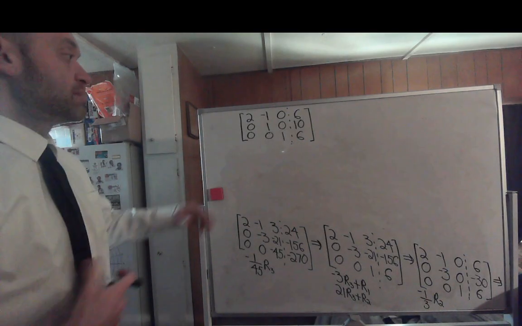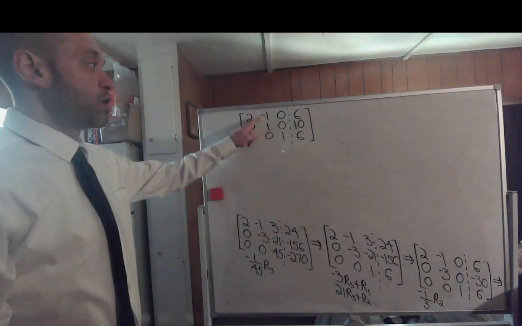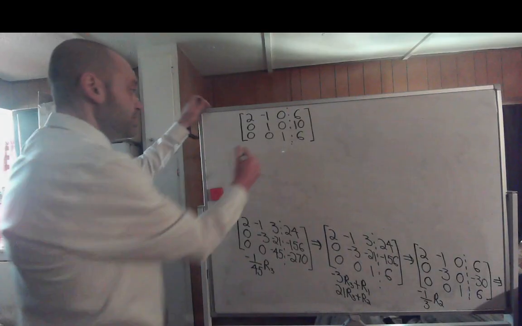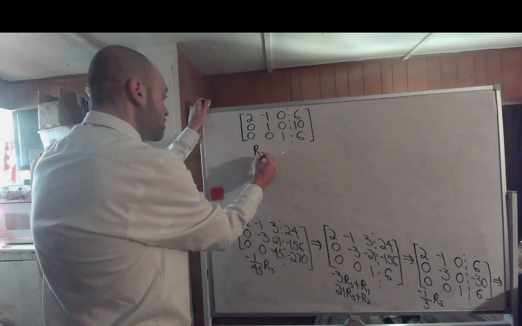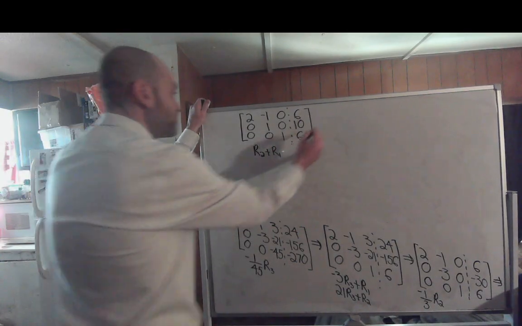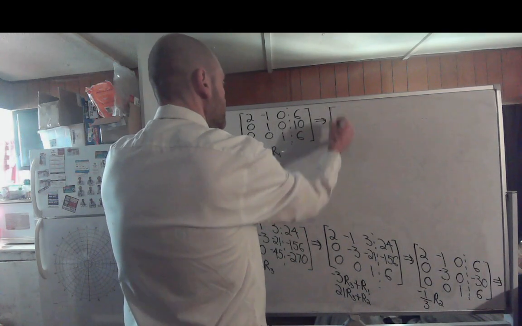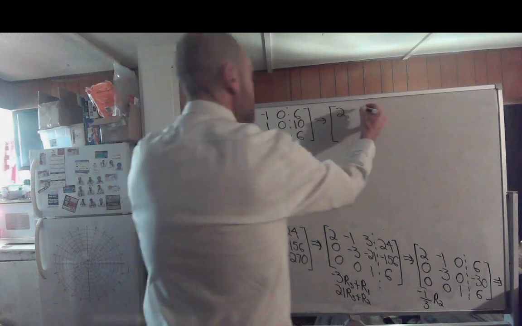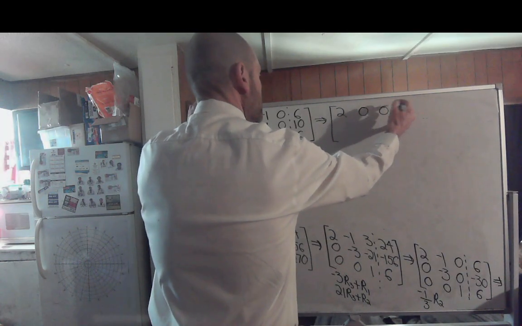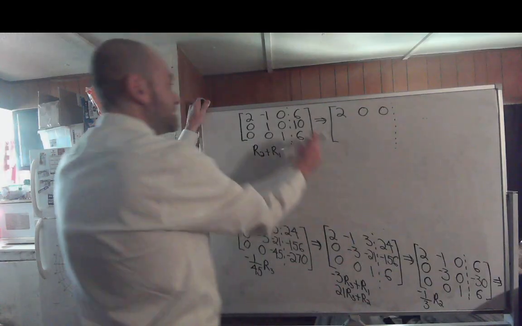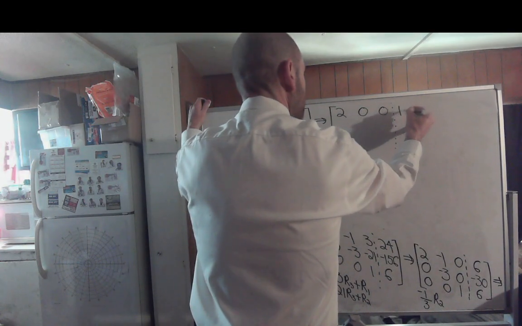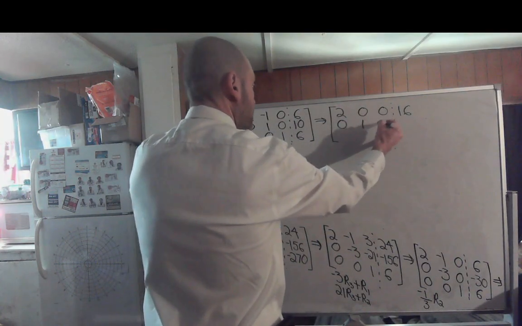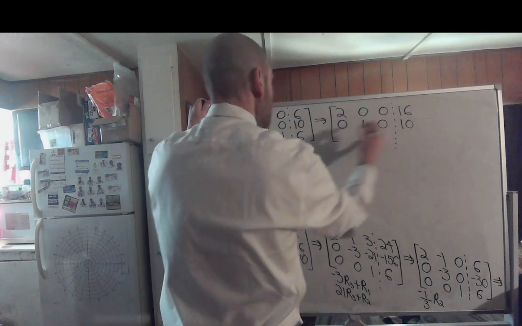Well, now I need to make the second digit of row 1 a 0. If I just add row 2 to row 1, I can do that. So, row 2 plus row 1, this is going to turn this into, you'll still have 2, but 1 minus 1 is 0. 0 plus 0 is 0. 10 plus 6 is going to be 16. Then rows 2 and 3 are already reduced. We can leave those alone.